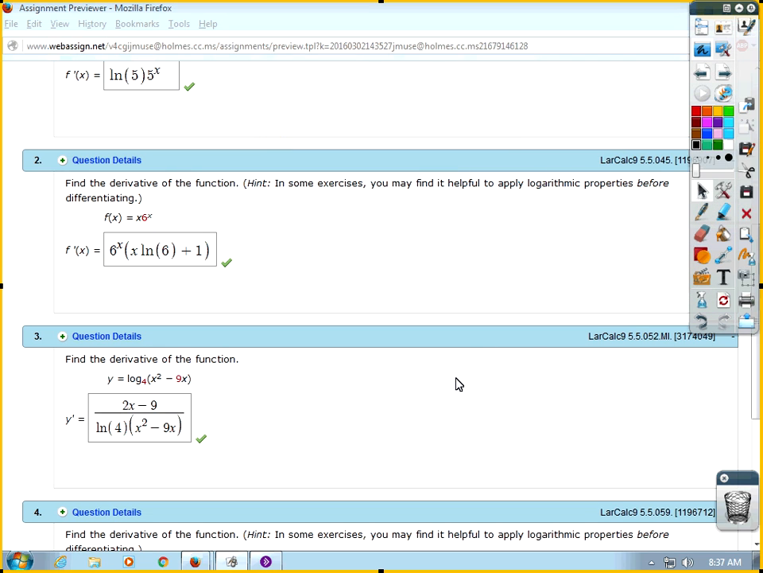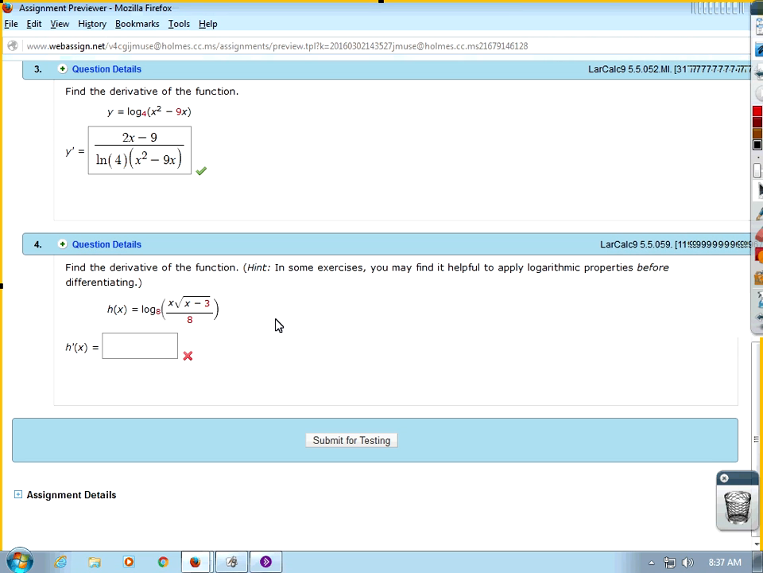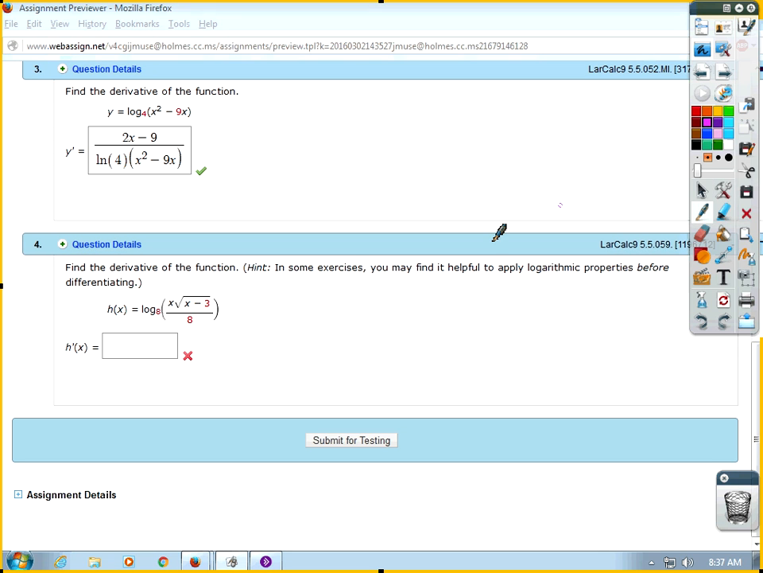All right, and we just have one more on this section. So this was a pretty short section for homework, considering.